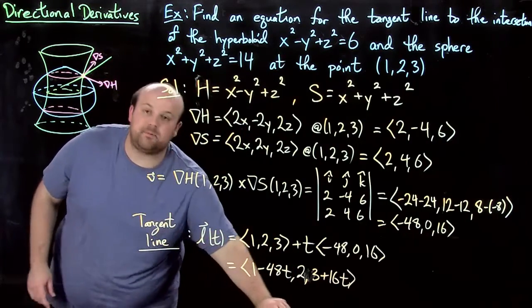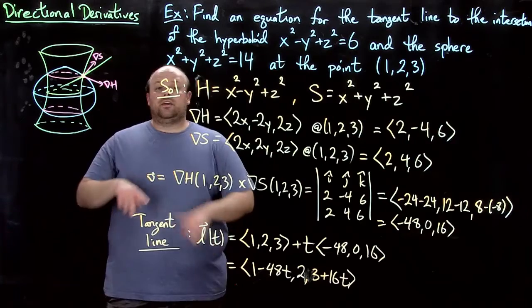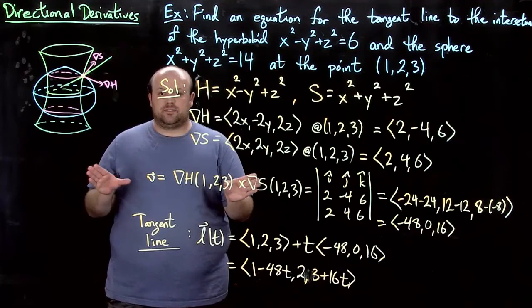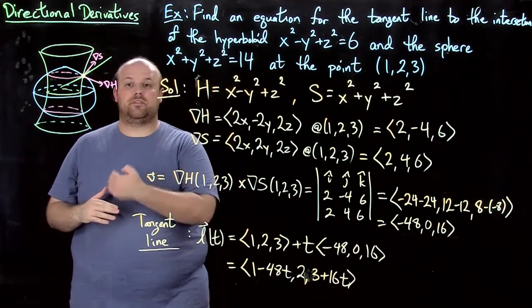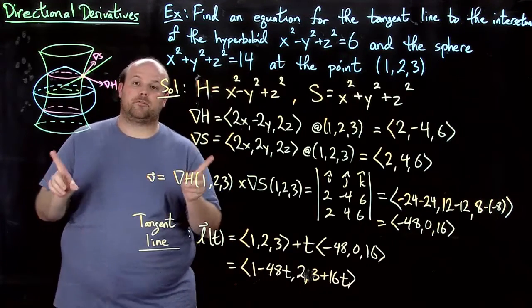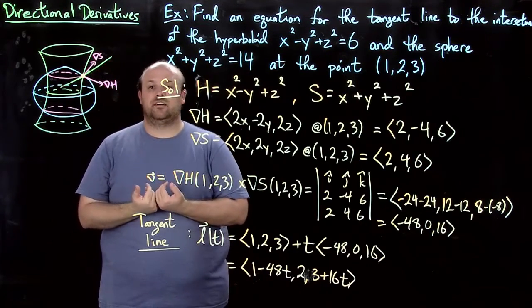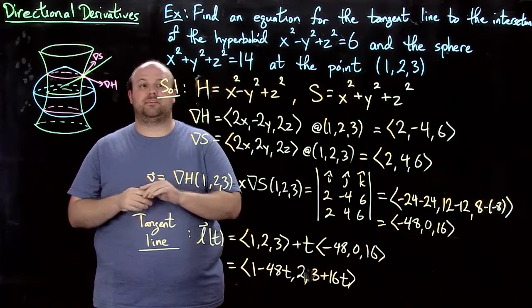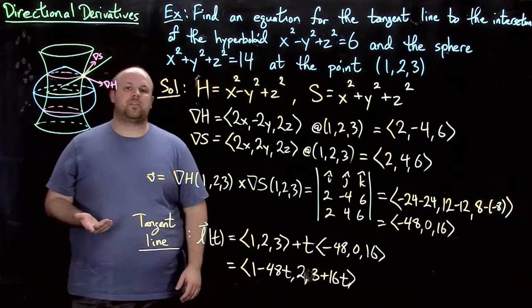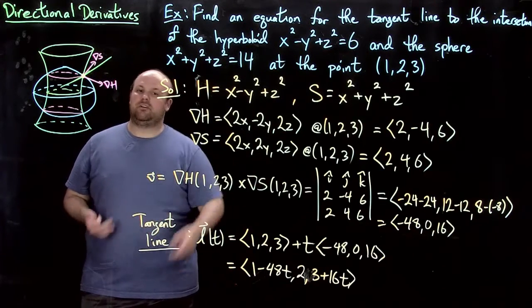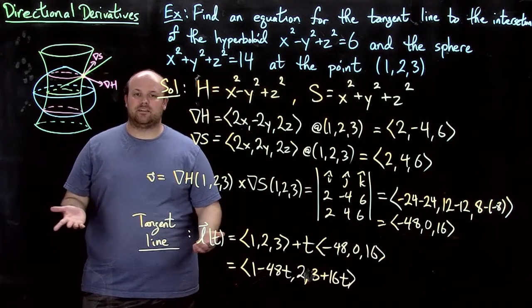So just remember, the goal here is you find the gradients of the two surfaces, and since the curve of intersection lies in both of those surfaces, both gradients are perpendicular to it, and therefore their cross product must be parallel to it, or tangent to it, in other words. Okay? And then it's just, you have a vector, you have a point, you can make a line.